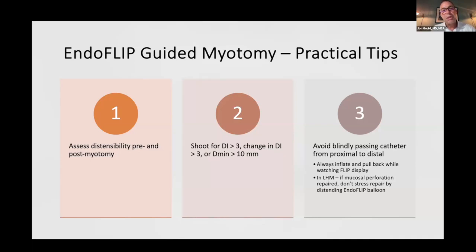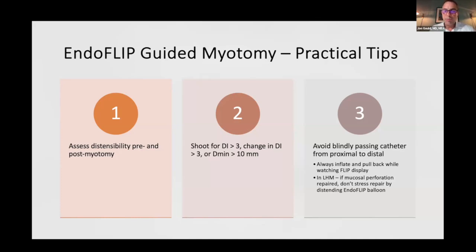So I want to know where we start. I shoot for a distensibility index that's greater than 3, or a change of greater than 3, or a minimum diameter at that waist at 40 mLs of more than 10 mm. And usually you'll see all of these things at the same time in a patient who's had an adequate myotomy.